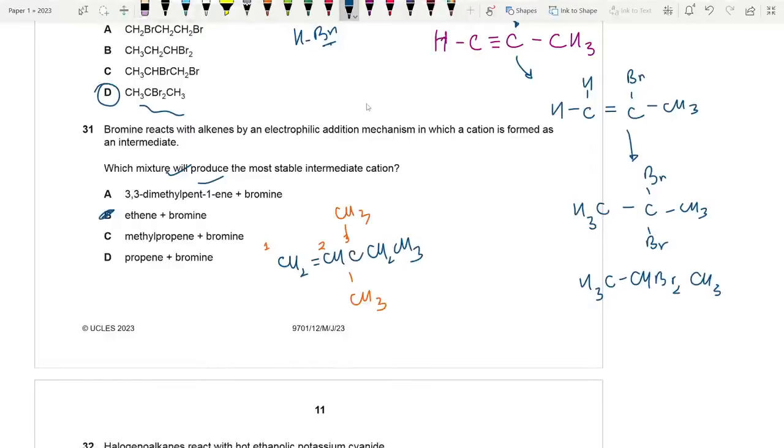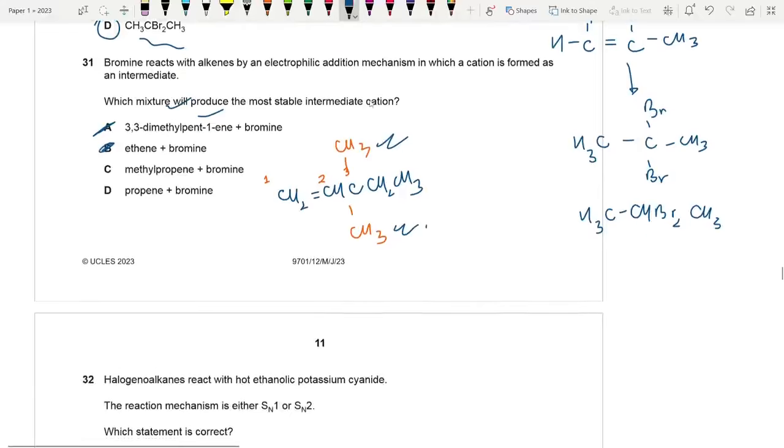3,3 dimethyl. So listen up, this is just to trick you. Since it's not on carbon 1 or 2, it won't help with stability. A is also wrong. Now methyl propene, what is this? CH2, C, CH3, CH3. This is propene, methyl propene.